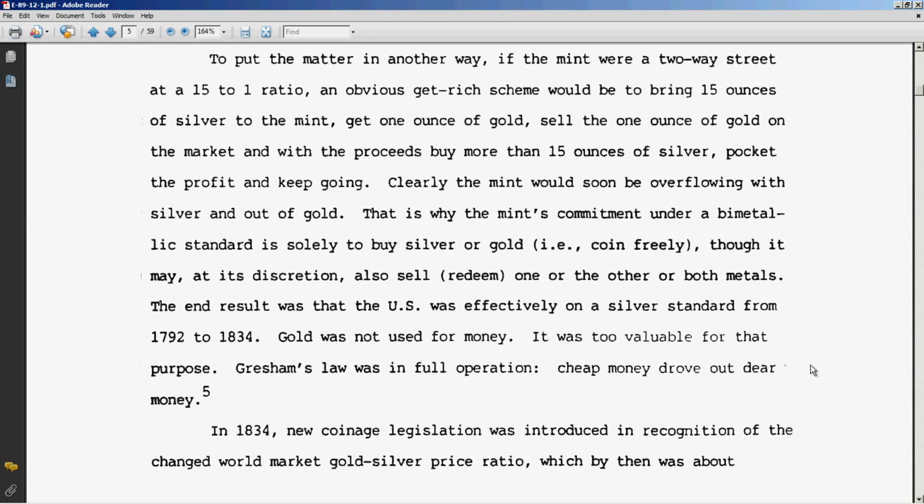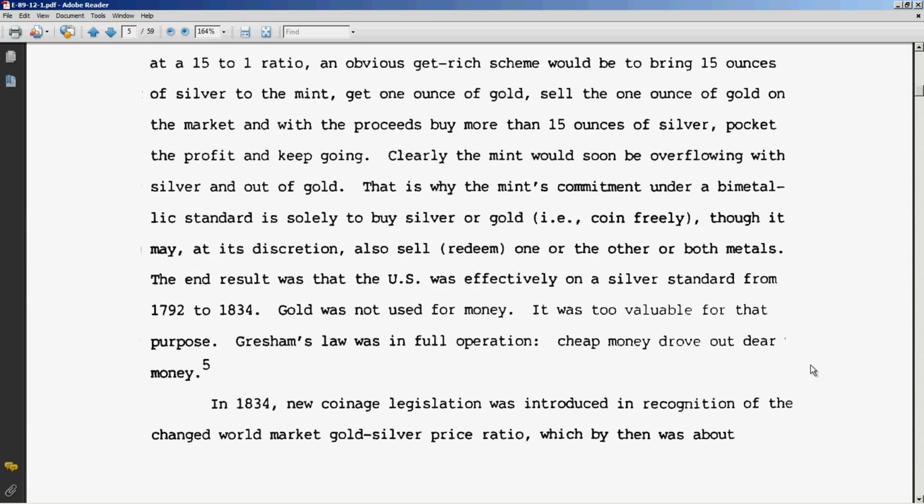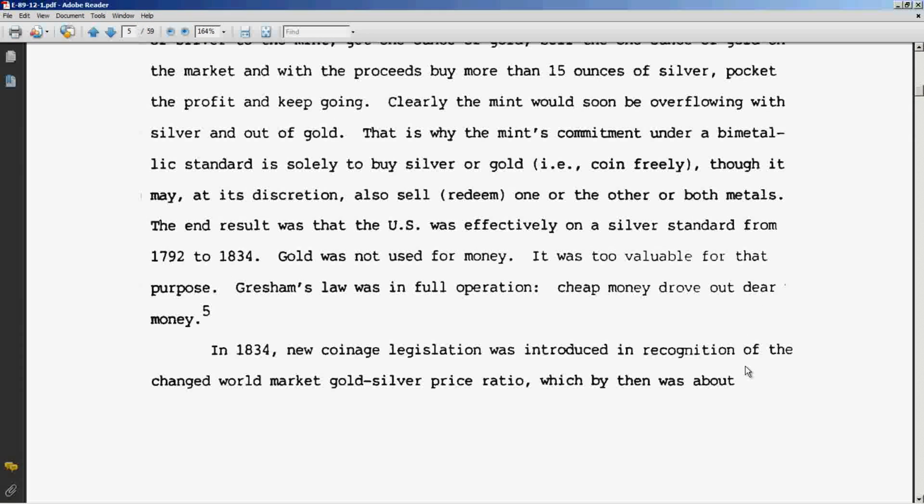The end result was that the U.S. was effectively on a silver standard from 1792 to 1834. Gold was not used for money, it was too valuable for that purpose. Gresham's law was in full operation. Cheap money drove out dear money.